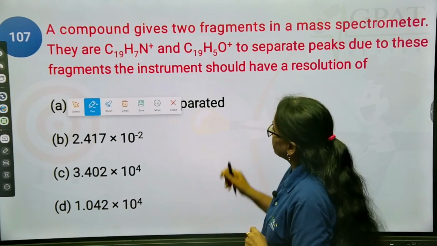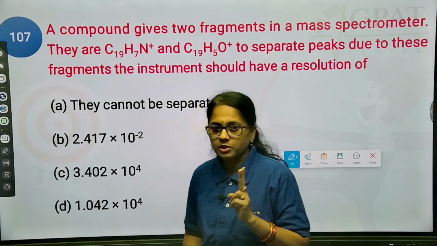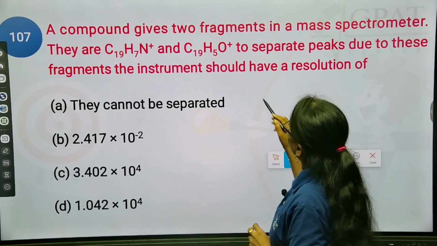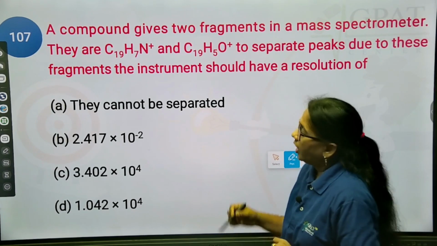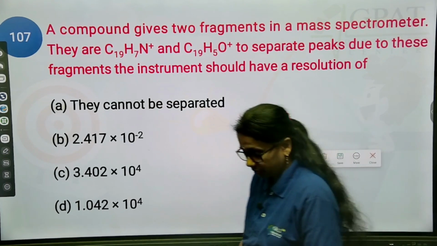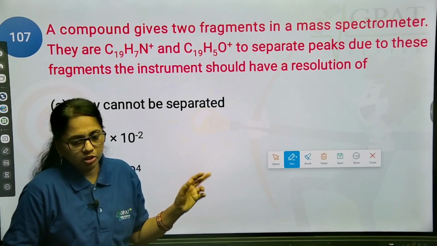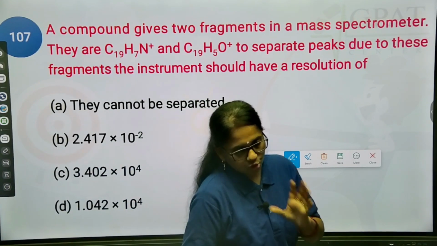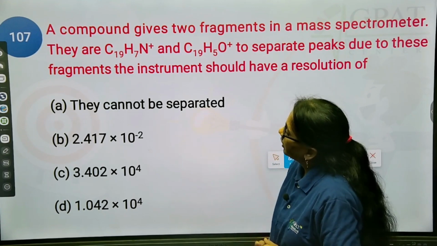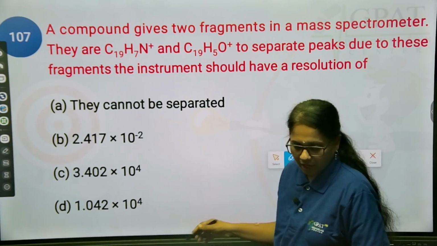A compound gives two fragments in a mass spectrometer. Two fragments we have observed: C19H7N+ and C19H5O+. To separate the peaks due to these fragments, the instrument should have a resolution of what? So they have got two fragments, and in order to separate these peaks, how much resolution should the instrument have? What are the options they have given? They cannot be separated, and options B, C, D have some values.